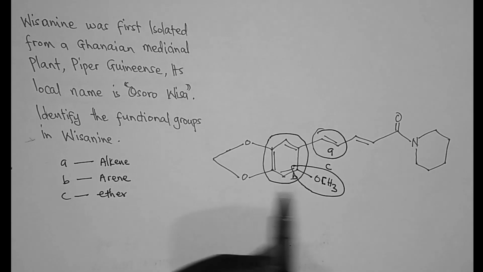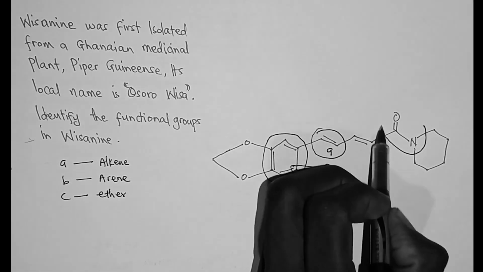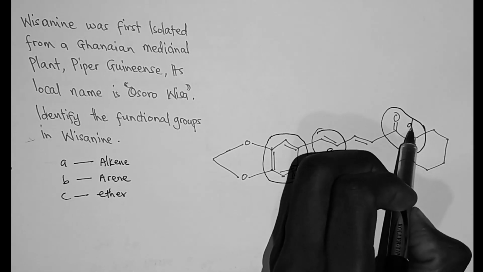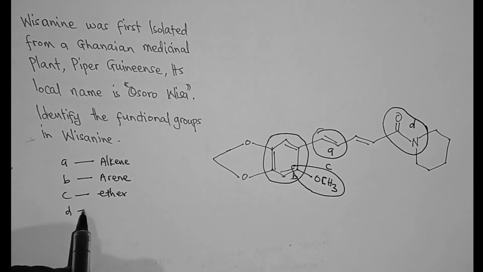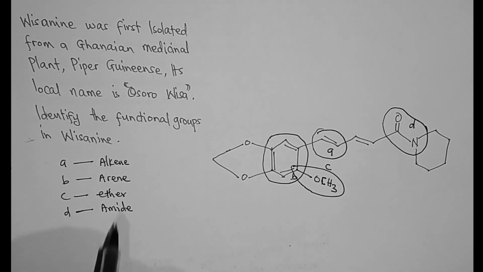And then you can see this functional group, nitrogen that is bonded to a carbon in a double bond with an oxygen. So let's label this as D. And that is an amide group. So this is an amide.